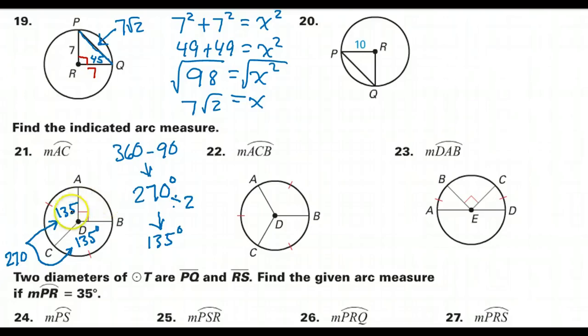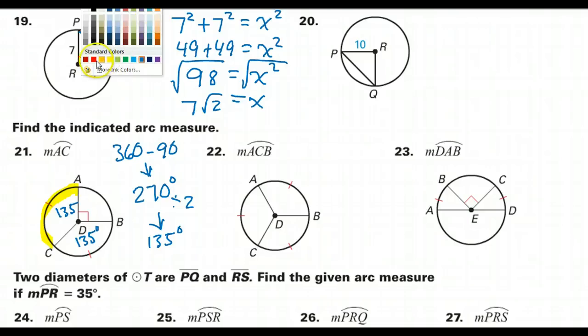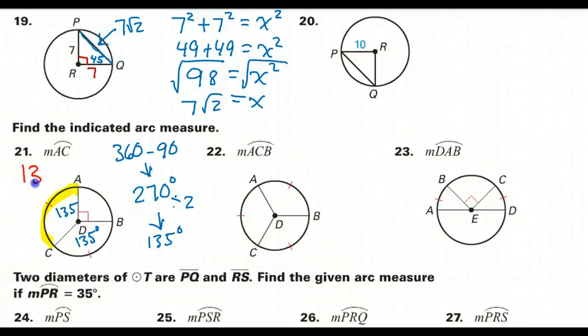I know these would be the same because of the markings. These are both marked with a single line, so I know they're equal. So 135 plus 135 plus 90, that better all add up to 360. Anyways, we are supposed to find the measure of arc AC. Arc AC is just this arc right here, and that is 135 degrees. So 135 degrees, that's the answer.